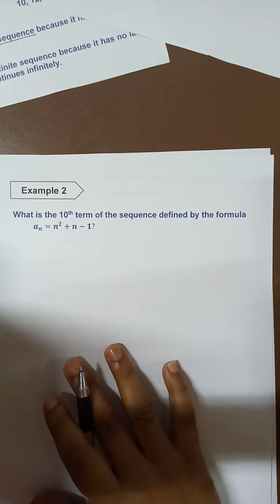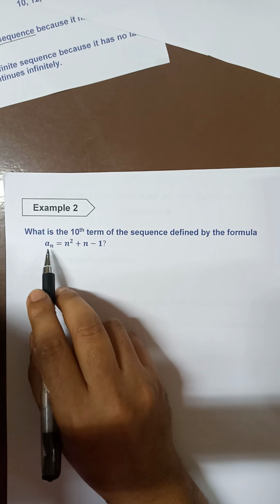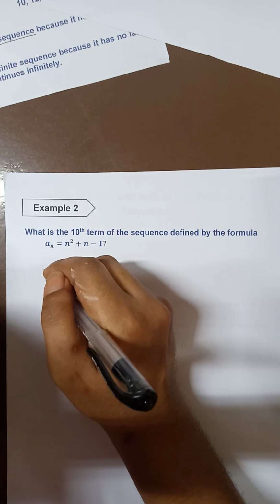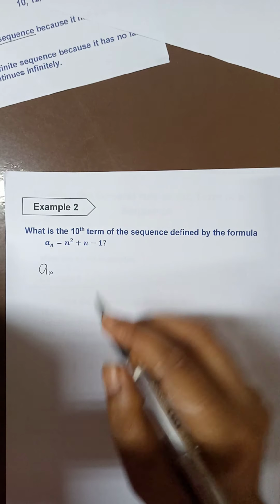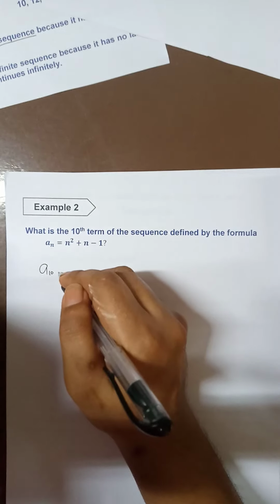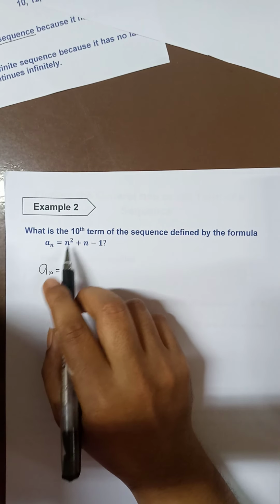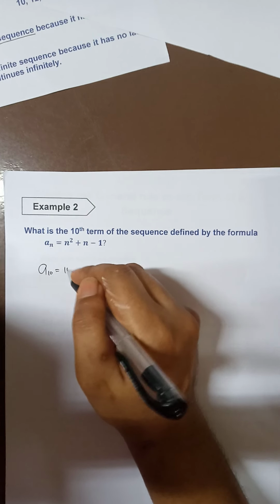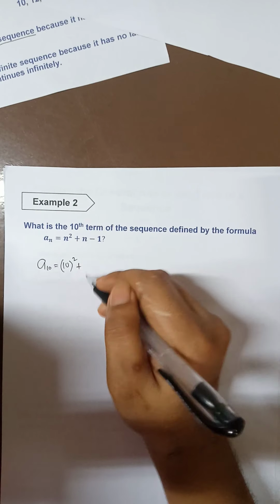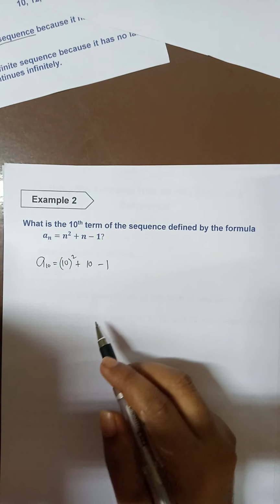So in finding the 10th term, we are going to substitute n with 10. Therefore we have a sub 10, since we are looking for the 10th term of the sequence. Again, substituting n with 10, we have 10 squared plus 10 again, minus 1.